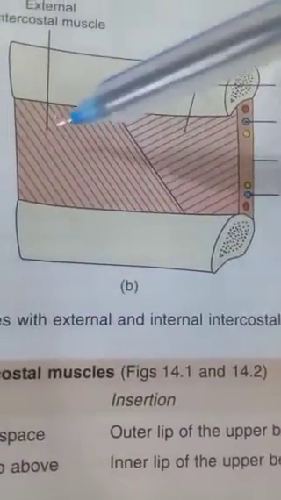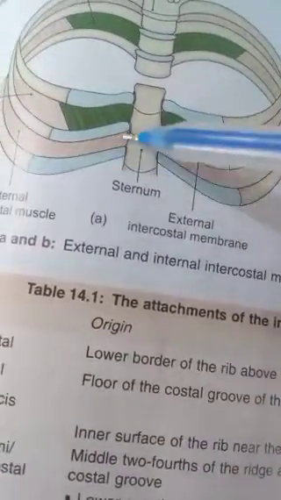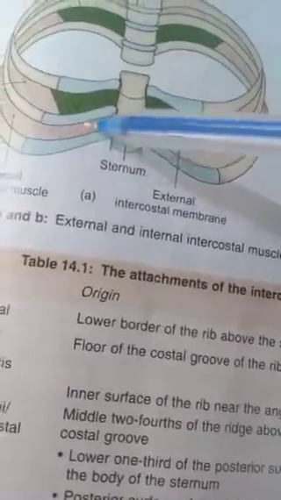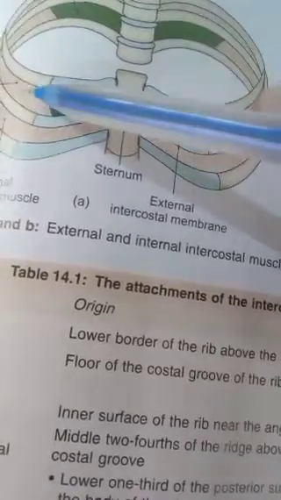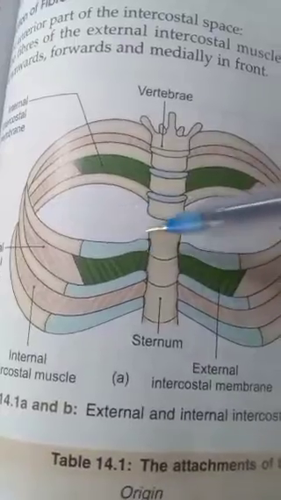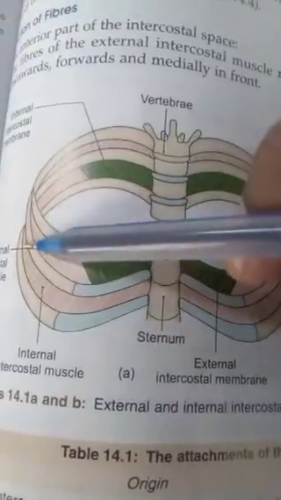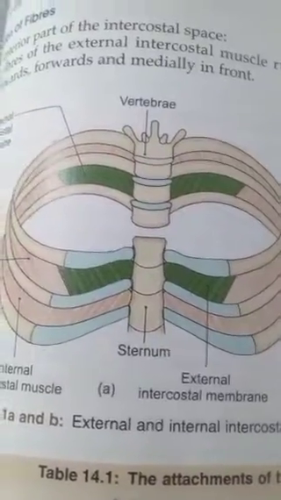Apart from this, the external intercostal muscle and the interchondral part of the internal intercostal, this portion between the costal cartilages, and the whole of the external intercostal muscle elevate the rib during inspiration. The remaining portion of the internal intercostal, the portion between the ribs, that is the intercostal portion of the internal intercostal, and transversus thoracis muscle, depress the rib during expiration.